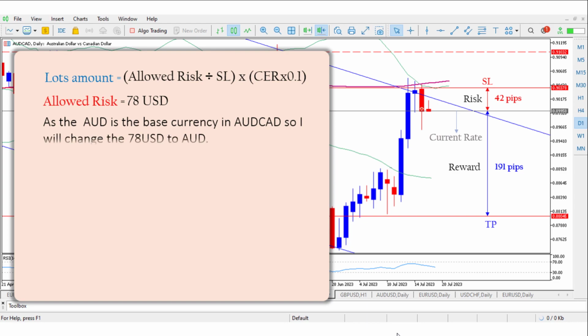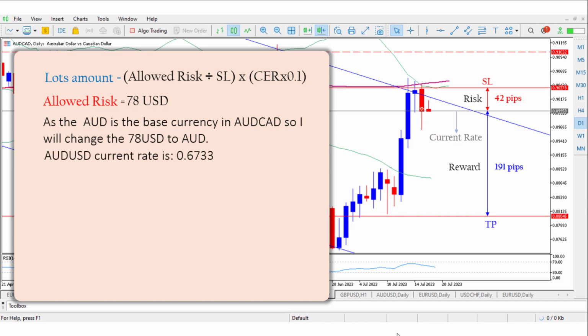As AUD is the base currency in AUD CAD, I will change the 78 US dollars to Australian dollars. If you are new to this lesson and don't know about the base and quote currency, no worries, I already taught that in the previous lesson on what a currency pair and currency code are in Forex.